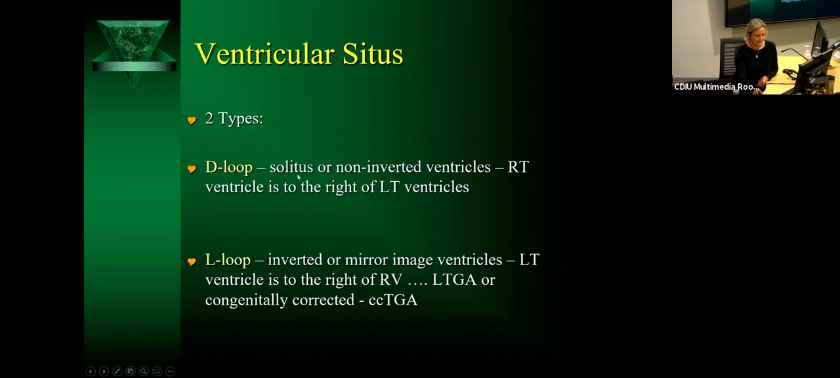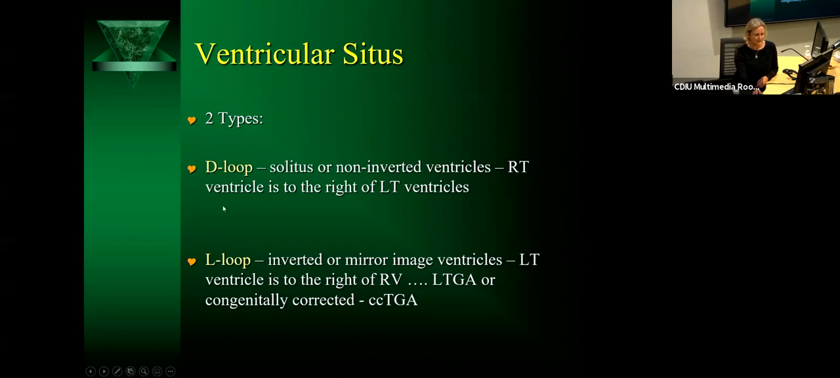So there's D-loop, or non-inverted ventricles. The right ventricle is on the right and the left ventricle is on the left. And there's L-loop, inverted or mirror image ventricles. The left ventricle is on the right of the RV, so LTGA, or congenitally corrected.